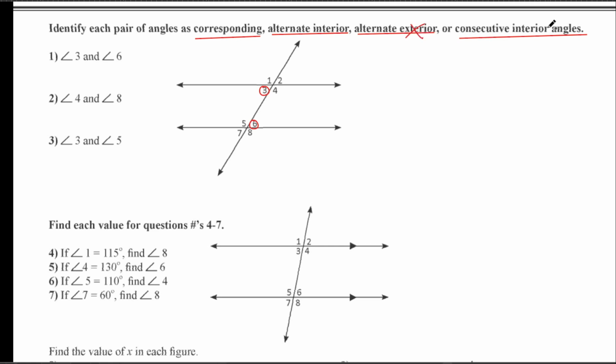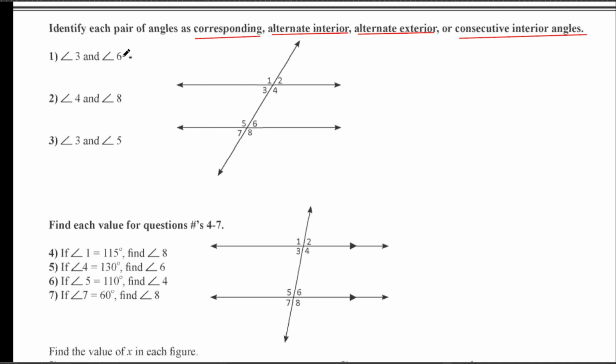Are they consecutive interior? What does consecutive interior mean? That means on the same side, right? So 3 and 5 would be consecutive interior, and 4 and 6 would be consecutive interior. Are they corresponding? No, because that would be 3 and 7, 4 and 8, 1 and 5, 2 and 6. So what's my other option then? Alternate interior, because they're on opposite sides of the transversal. One's way up here, one's way down here. They're completely opposite, so they're alternate interior angles. Make sense? All right, so that's what that one would be.